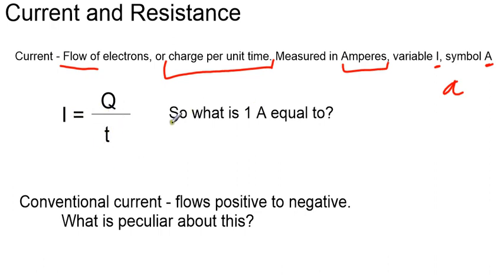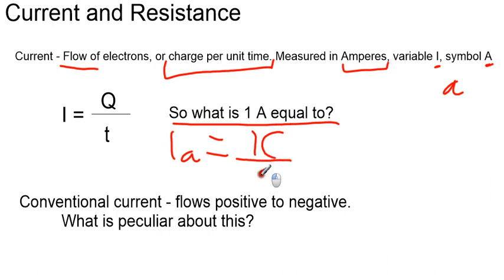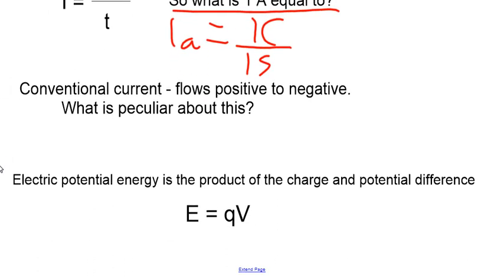Okay, so if we look at this, what is 1 amp equal to? 1 amp is going to be equal to 1 coulomb per second. 1 coulomb per 1 second. Now, conventional current flows positive to negative, and this was established when they were first figuring things out about electricity. And if you think about what we've talked about so far with what can move, what is peculiar about this? So that's one of your thinking questions. We'll come back to that in class.